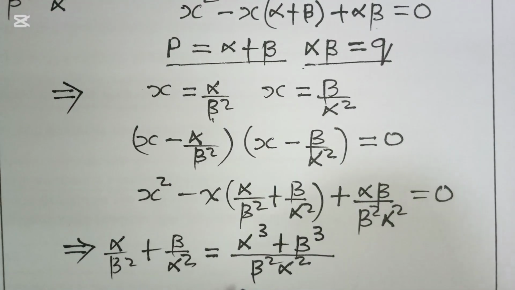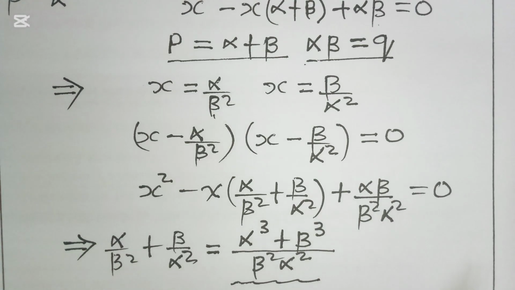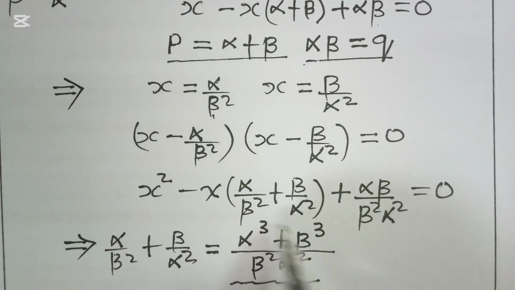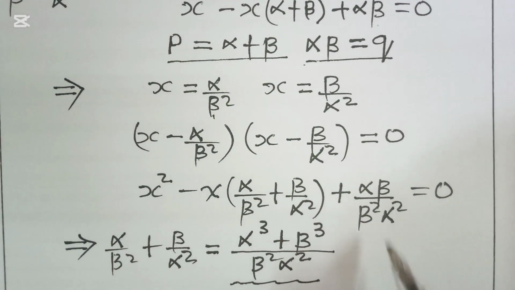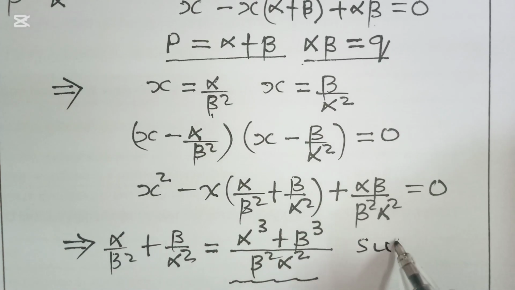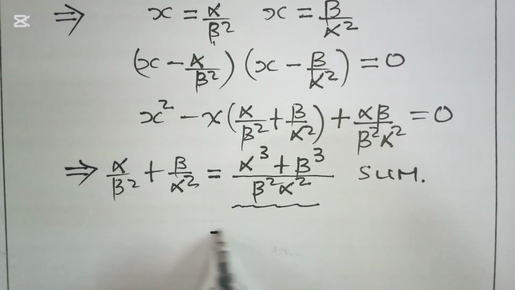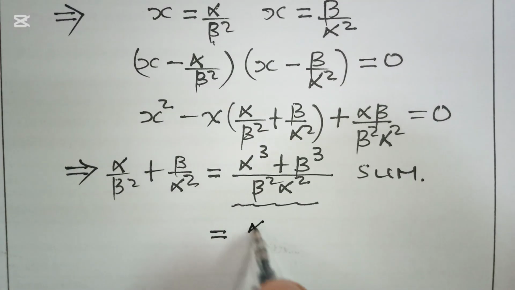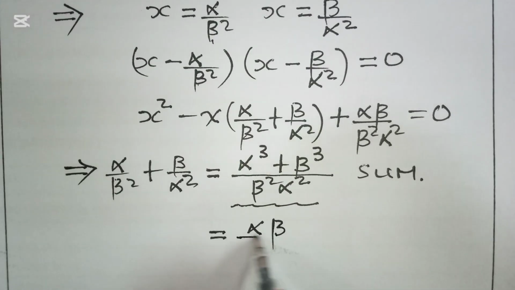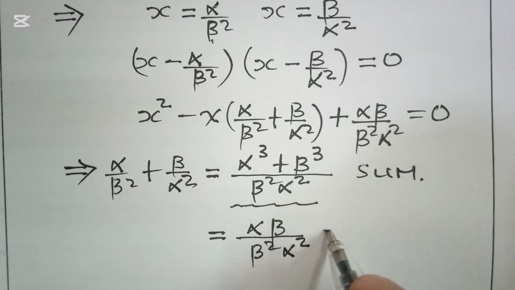So, guys, this is what we are looking for as the sum. This is the sum, and this is now the product. This we call the sum, and then we have the product. The product is alpha beta over beta squared alpha squared. This is now the product.